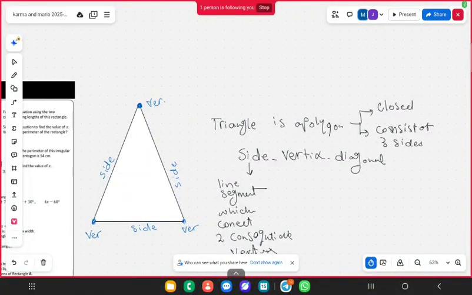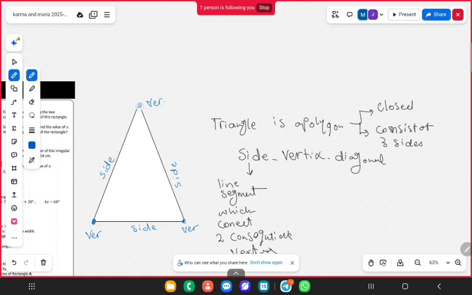Triangle, I will say that a triangle is a simple polygon. Why is it a polygon? Because it's closed and it consists of 3 sides. Any polygon consists of 3 sides or more. Now, it consists of 3 sides. In a polygon, we have side, vertex, and diagonal.